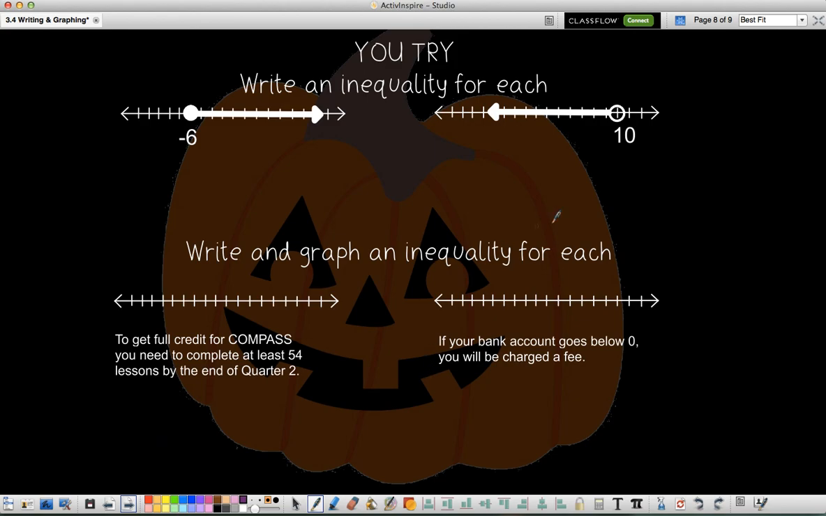All right, so here are some problems that you have to work on your own. So I want you to create an inequality from each of these. And then I also want you to create an inequality from the word problems and then create your graph. As always, if you have any questions, be sure to email me or write them down so we can go over them in class.